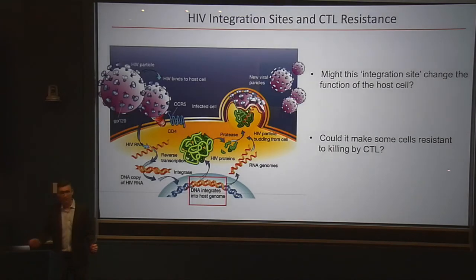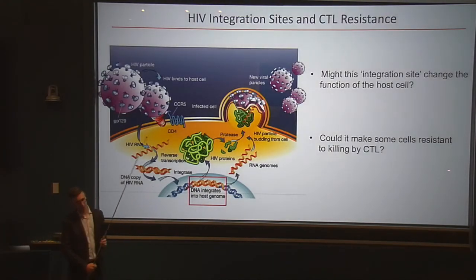Okay. So the next question is, does it matter where this HIV integrates in terms of whether or not that cell can be killed by a cytotoxic T cell? And this is something which the field has thought of in terms of whether this integrates in an oncogene, something that affects the survival or proliferation of the cells. But what I think is unique about our work is we're asking whether it influences whether that cell can be killed by the immune system.